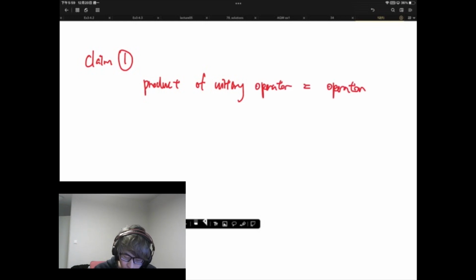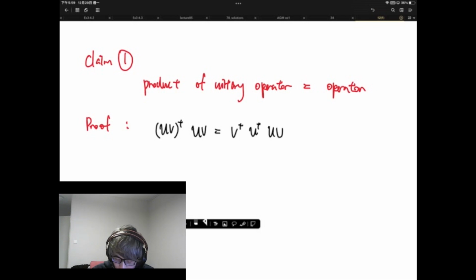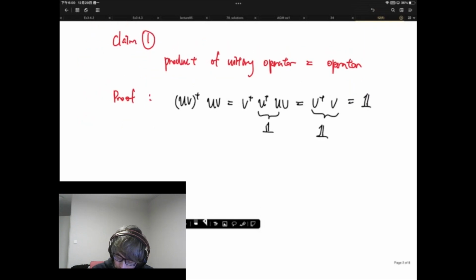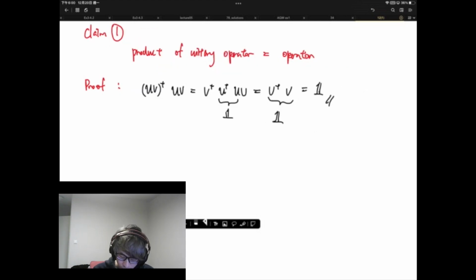We have (UV) dagger times UV, that is equal to V dagger U dagger times UV. We can see that U dagger times U is equal to I. So we have V dagger V, and these two also give an identity operator. So we finally have I as an operator. So that is the proof.